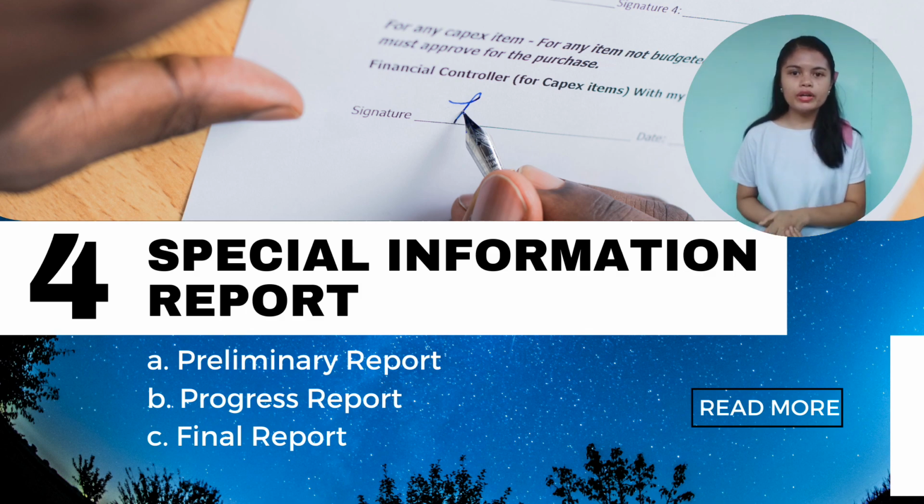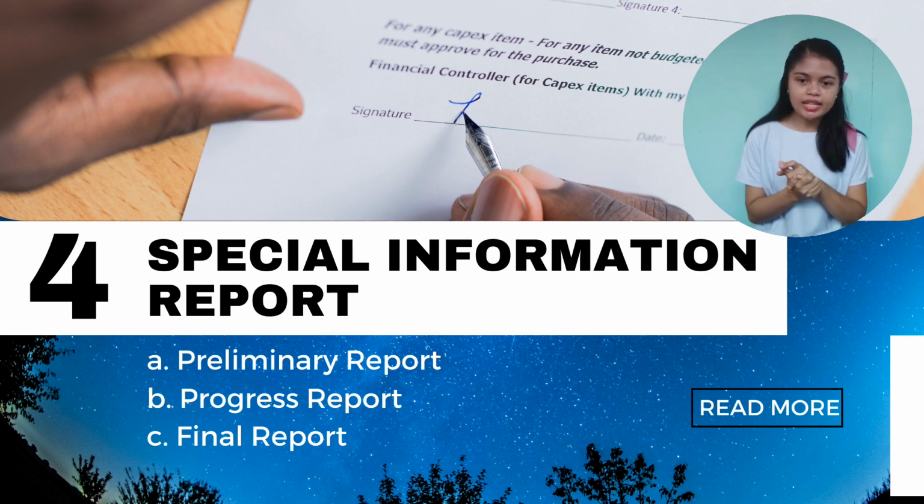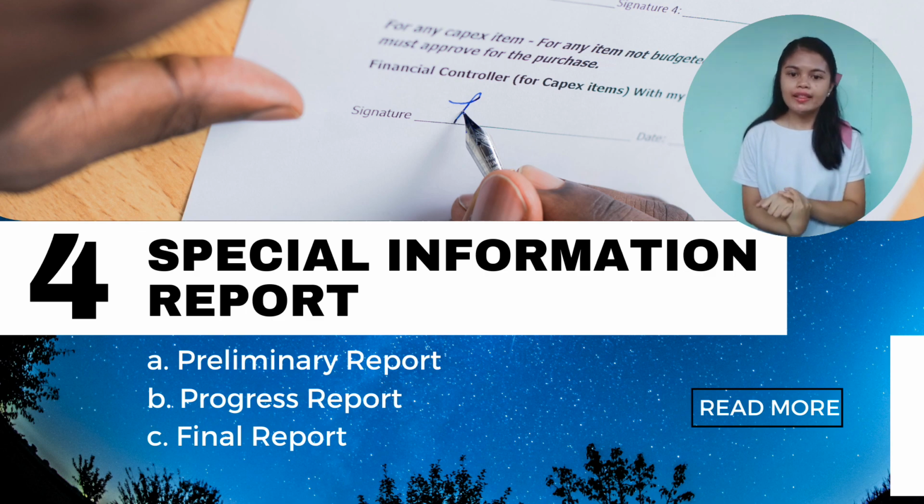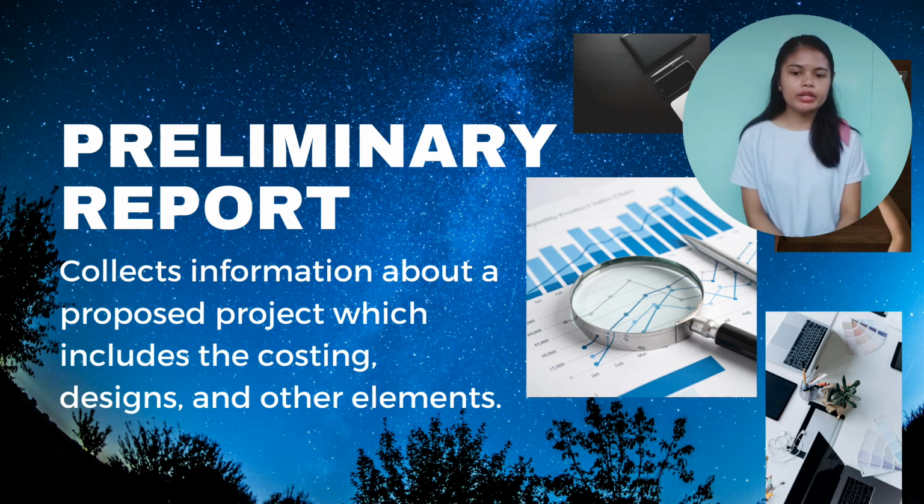So under this report, it has three subtypes of report, which are first the preliminary, the process, the most important one, the process report, and then followed by the final report. Now, preliminary report. So in this part of steps of SIR or Special Information Report, first, it collects information.